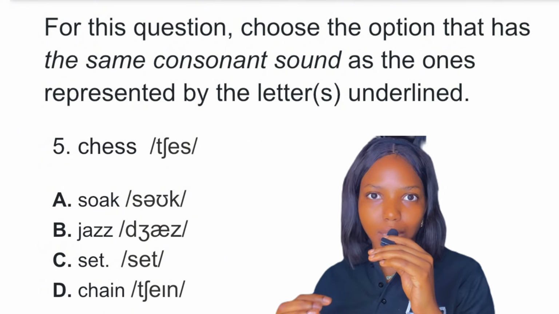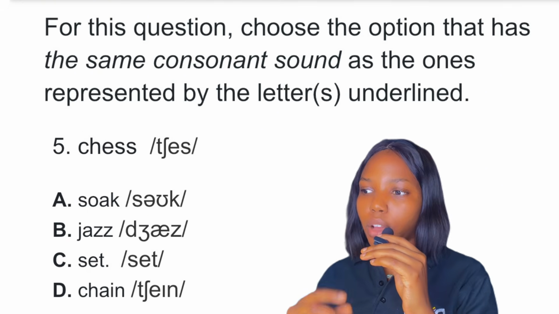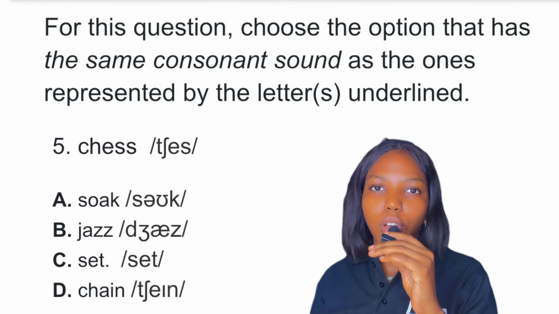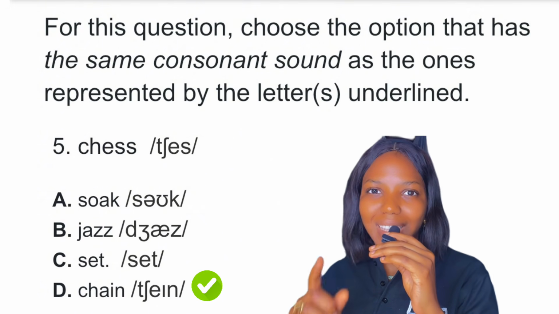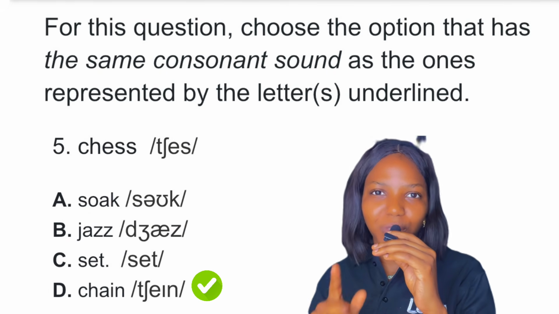Option B, jazz. The two consonant sounds are j and z. Option C, set. The two consonant sounds are s and t. Option D, chain. The two consonant sounds are ch and n. So option D is the final answer because it has the ch sound. So option D is your final answer.